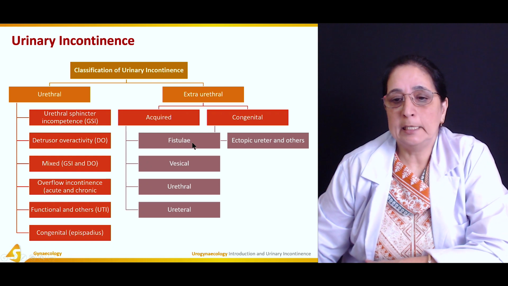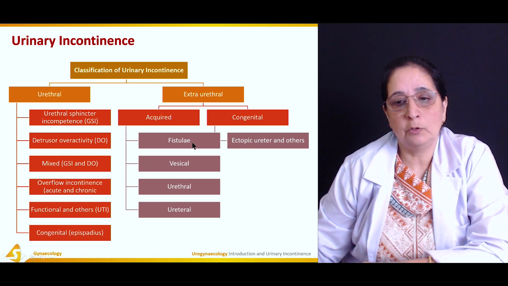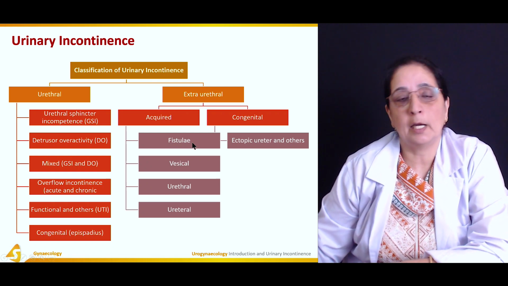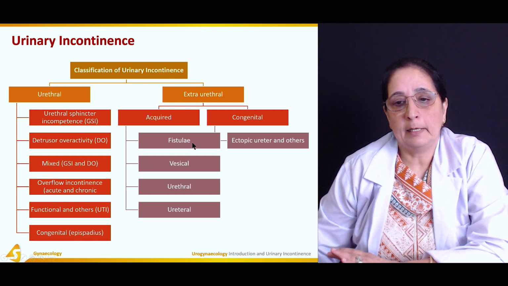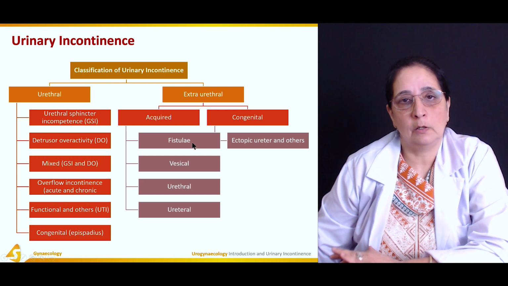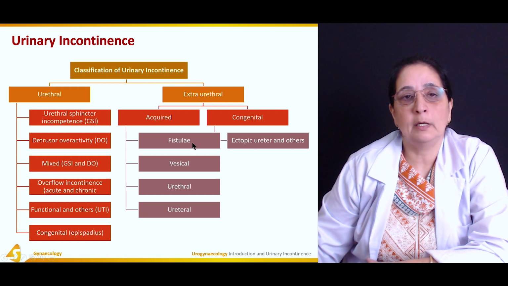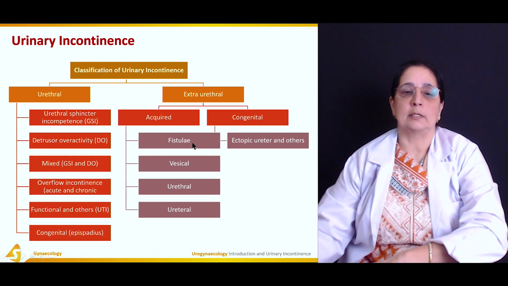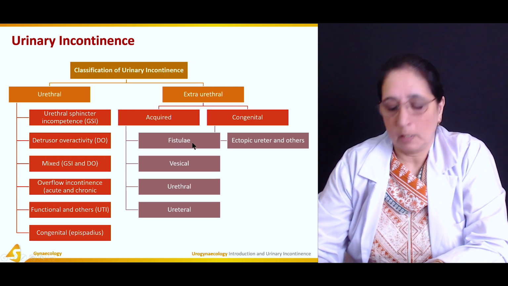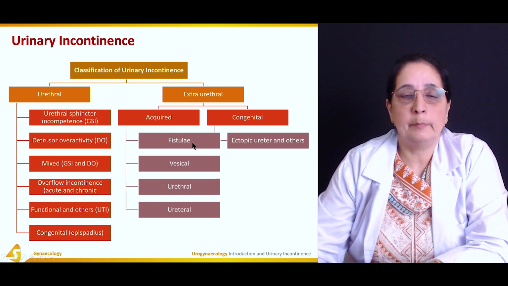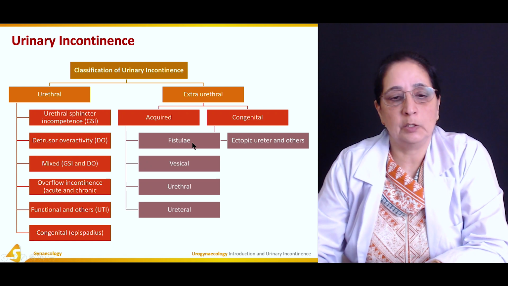Congenital problems can be due to an ectopic ureter and other problems. Ectopic ureter is when the ureter is not placed properly. So that can be a problem in incontinence. So different causes can lead to incontinence, which can be urethral and extra-urethral.